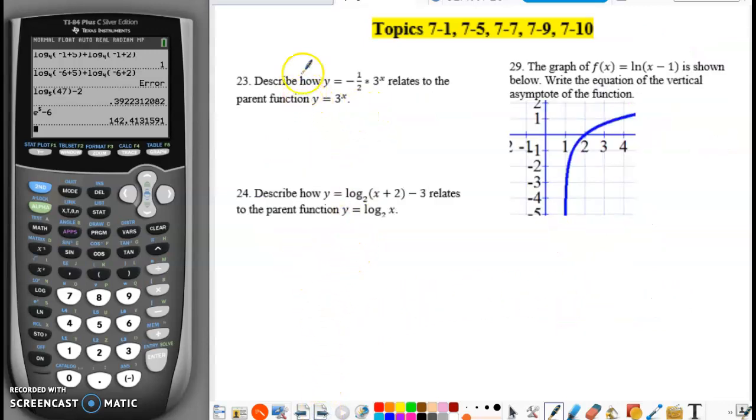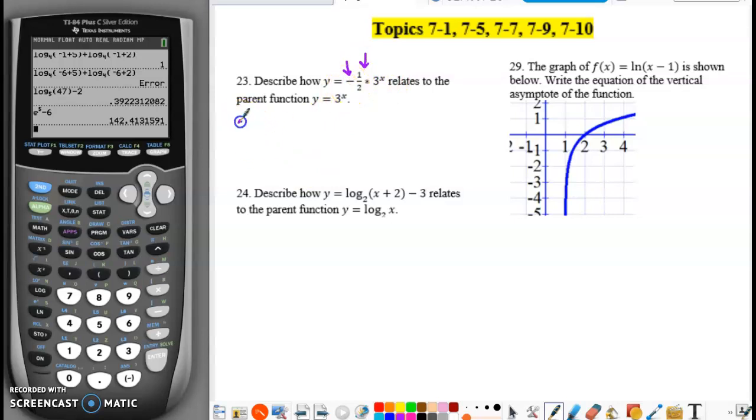All right, last three problems. Number 23 says, describe how y equals negative 1/2 times 3 to the x relates to the parent function y equals 3 to the x. So basically, this is asking what are the transformations going on. So I see, compared to my parent function, I have a negative and I have a 1/2 in front of my exponent.